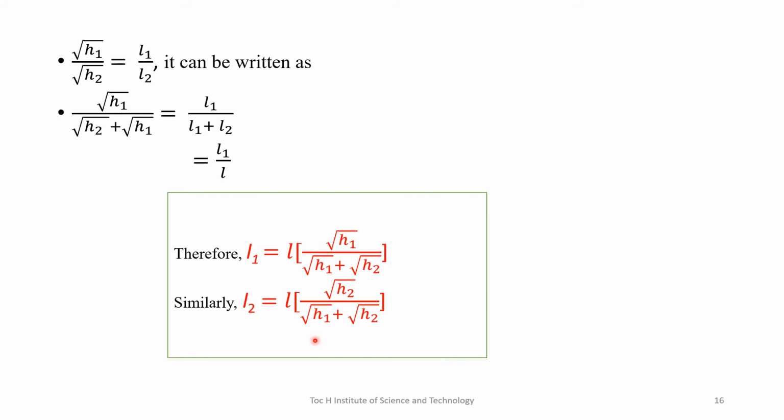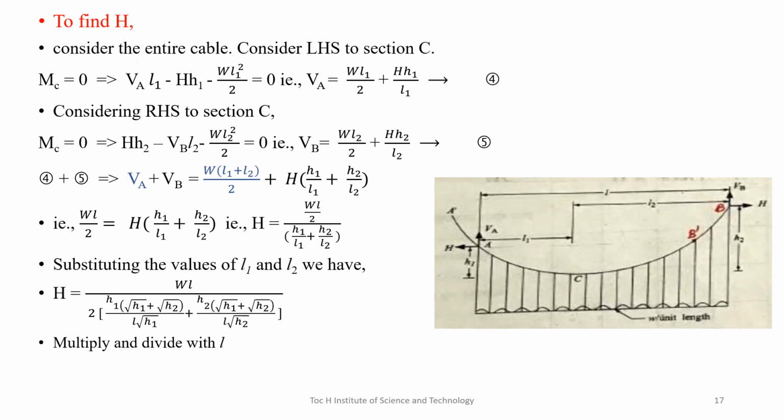Okay, now to find the horizontal thrust H, consider the entire cable and consider the left hand side to section C. Okay, so which implies MC is equal to 0, and we have VA into L1 minus H into H1 minus W L1 square divided by 2 is equal to 0, and that implies VA equal to WL1 by 2 plus H into H1 by L1, and put it as equation number 4.